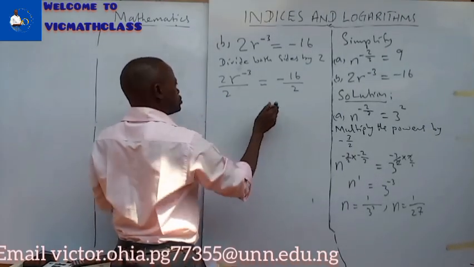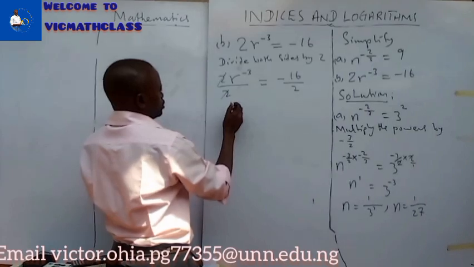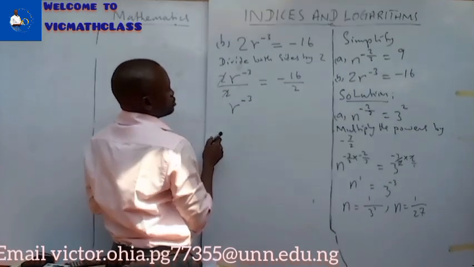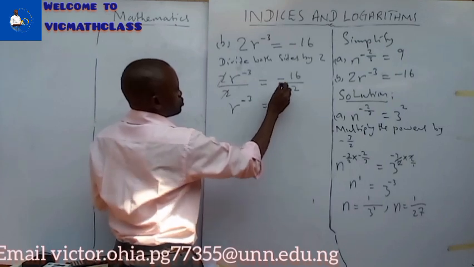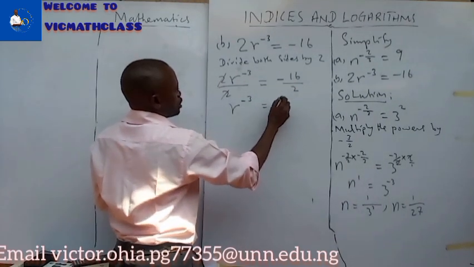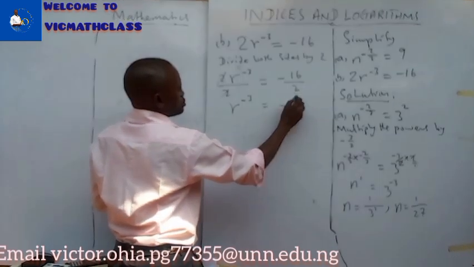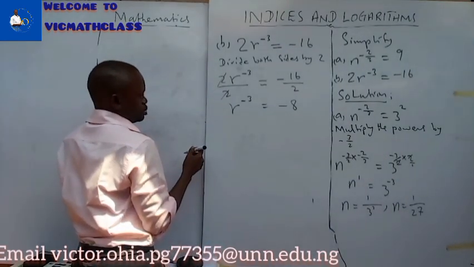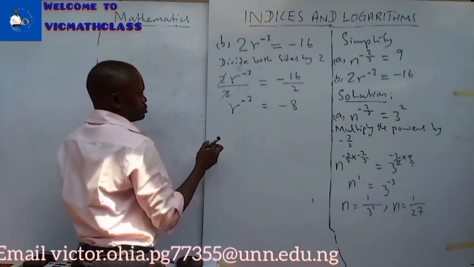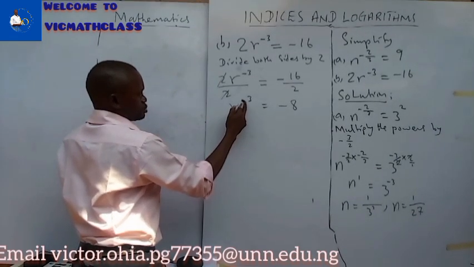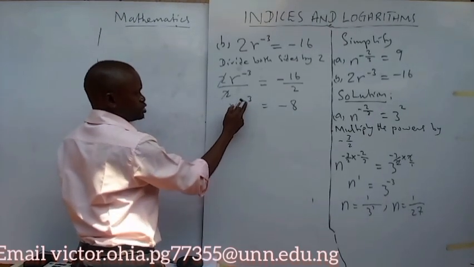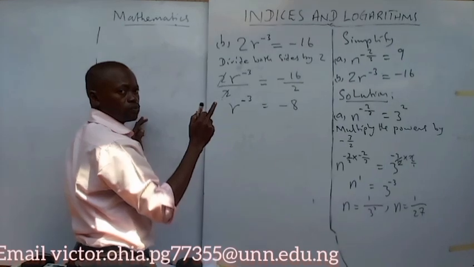So this will remain r raised to power minus 3, and this is equal to minus 8. How are we going to take away this power here so that r will stand alone? That's exactly what I was saying. What's the reciprocal of this? That's minus 1 over 3.